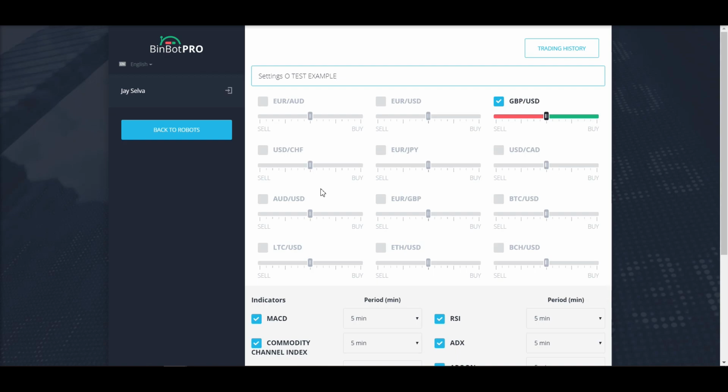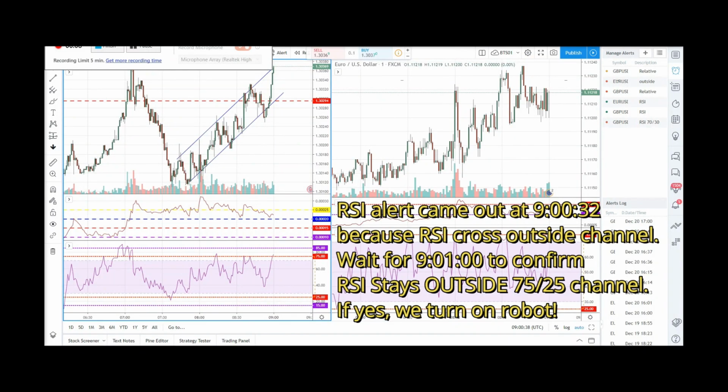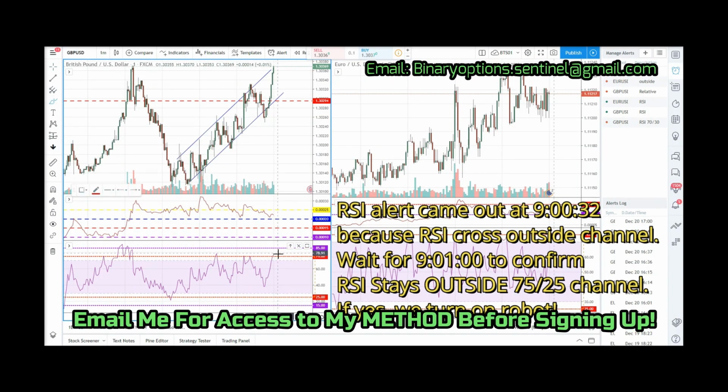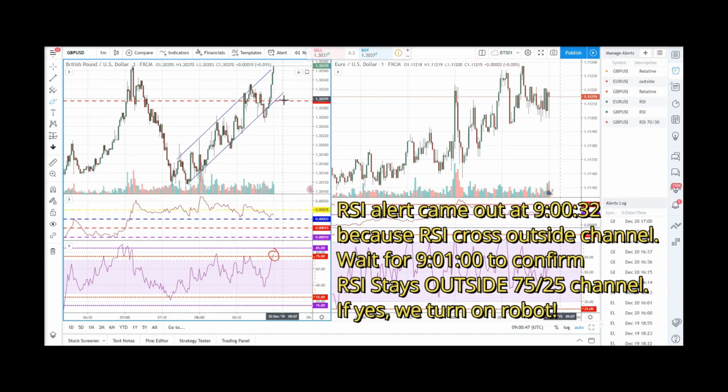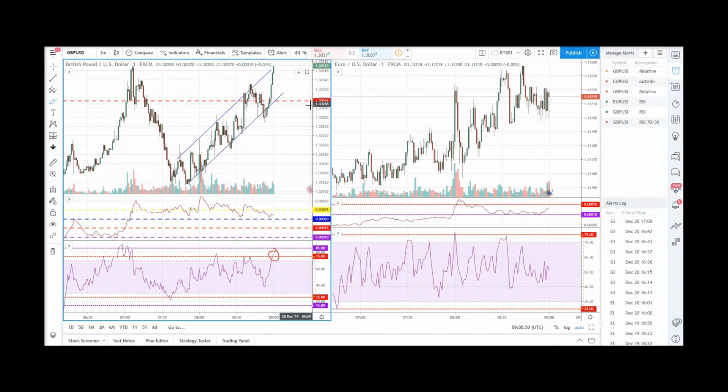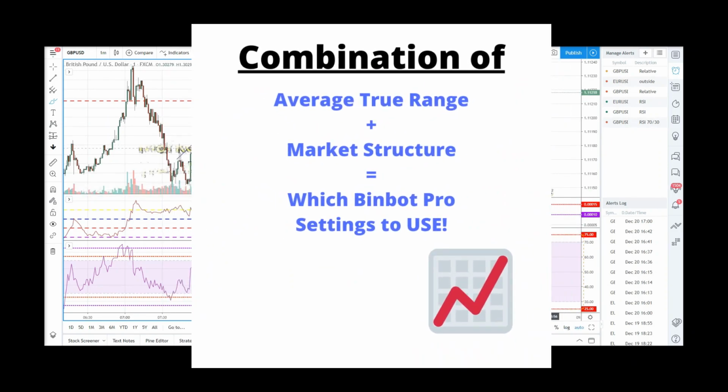Alright, so let's get down to business. Once the alert comes out from tradingview.com, that means the relative strength index is about to go outside the channel. So I typically turn on the Binbot Pro for one trade when the RSI goes outside the 75-25 channel.